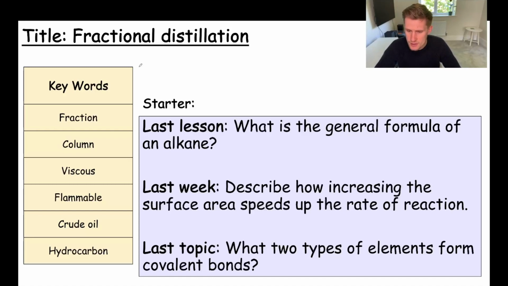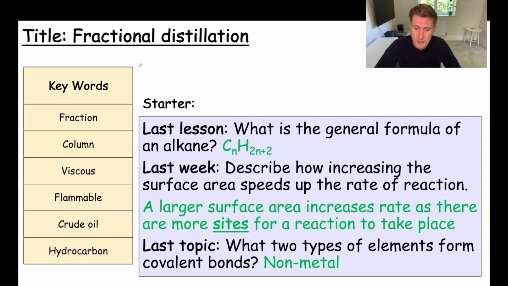The second question says, describe how increasing the surface area speeds up the rate of reaction. Well, actually increasing surface area speeds up rates because there's more sites that are available for a reaction to take place. And the last one says, what two types of elements form covalent bonds? That's non-metals. And if you didn't quite catch that, there's the answers for you to write down now.